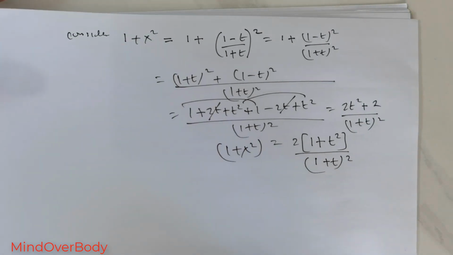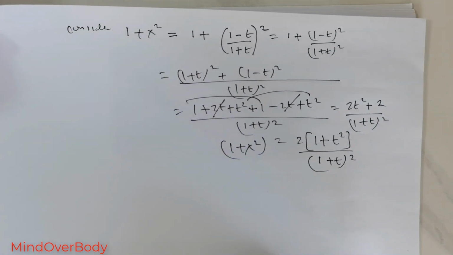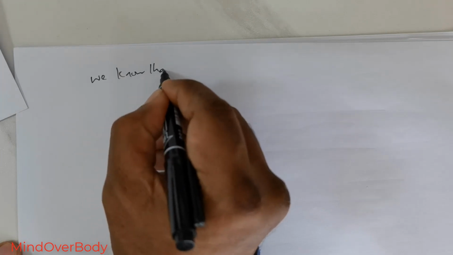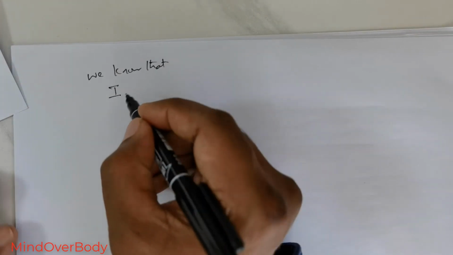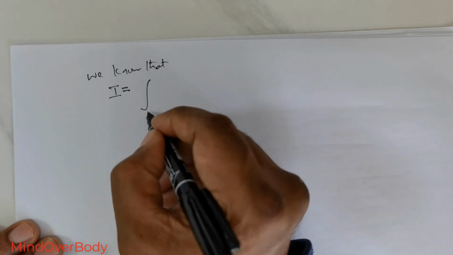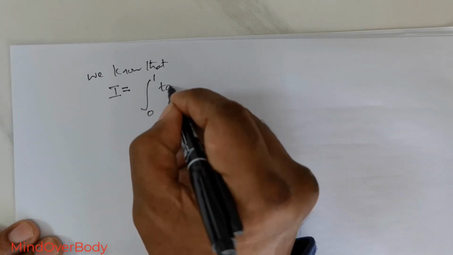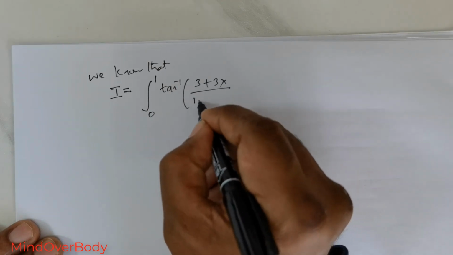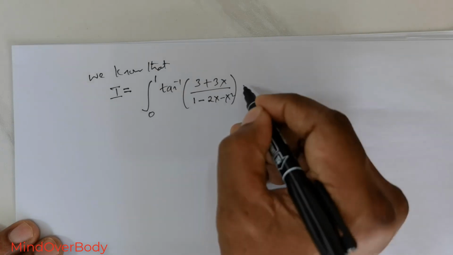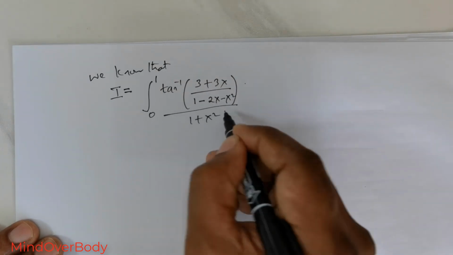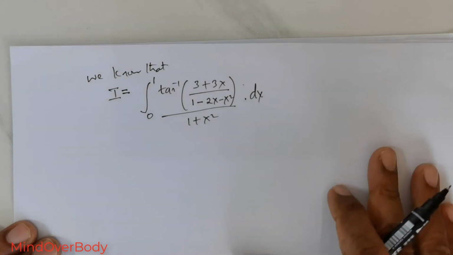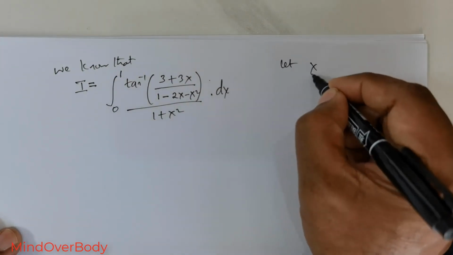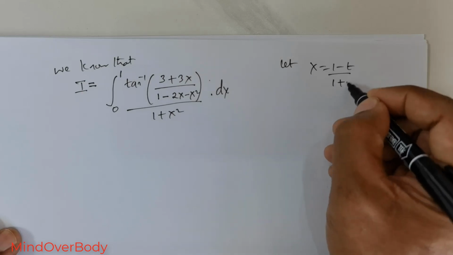Okay, now it's time for us to go to the problem. So what is the problem? We know that I is equal to the integral from 0 to 1 of tan inverse of (3 + 3x) divided by (1 − 2x − x²), divided by 1 + x², multiplied with dx. Okay, we took x to be equal to (1 − t) divided by (1 + t).